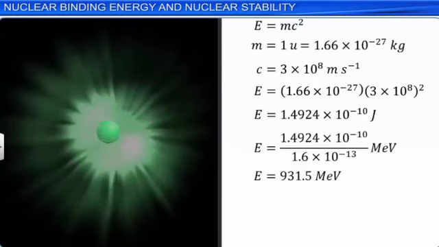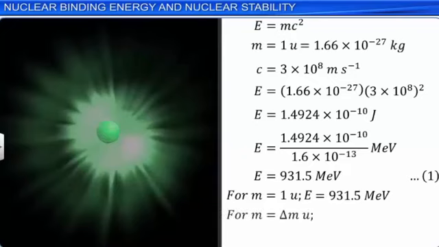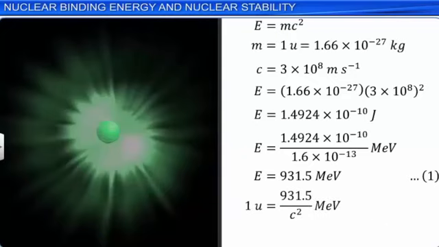For a mass of 1 AMU, the energy equivalent is 931.5 million electron volt. For any mass m equal to delta m, the energy equivalent is given by E equal to delta m × 931.5 MeV. Therefore, we can say that 1 AMU mass is equal to 931.5 MeV by c². This is an enormous amount of energy release.